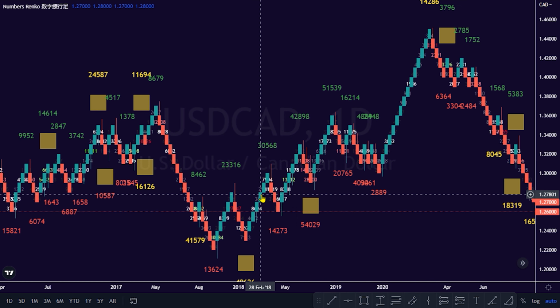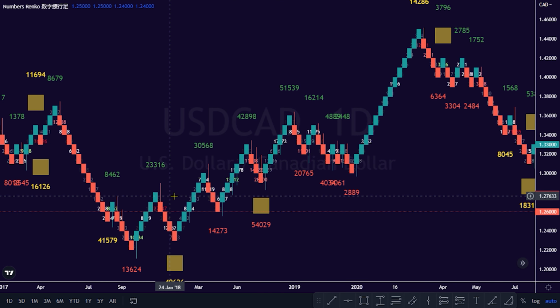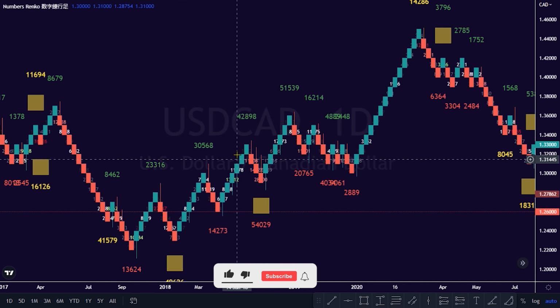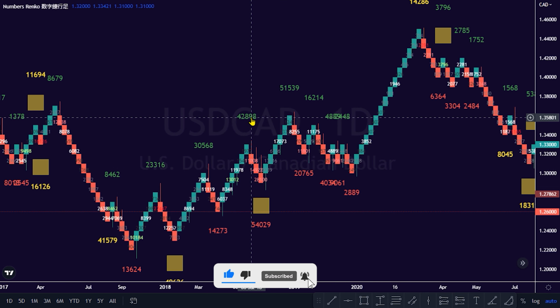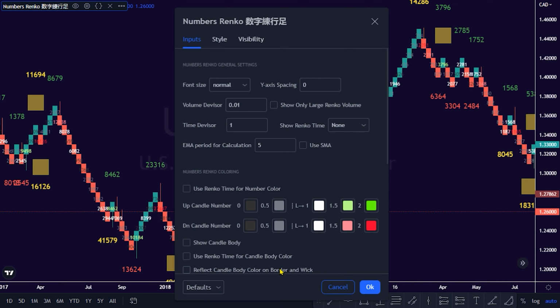Before I show you how this trading indicator works in the market, I need to educate you about this indicator's parameter settings and functions. Simply right-click on the indicator, navigate to the Settings option, and click to pop up the indicator settings. Here are the parameter settings.